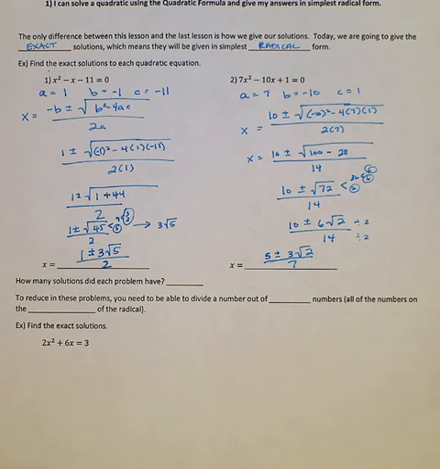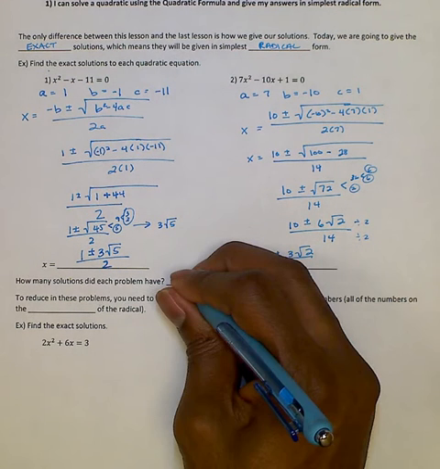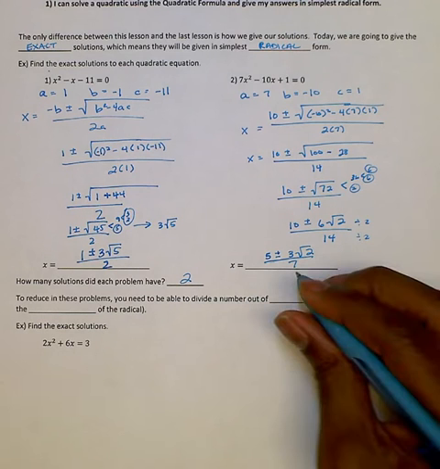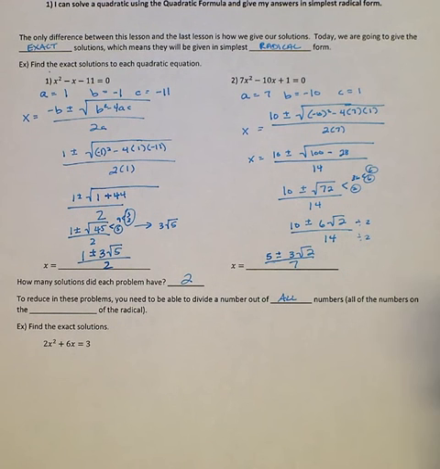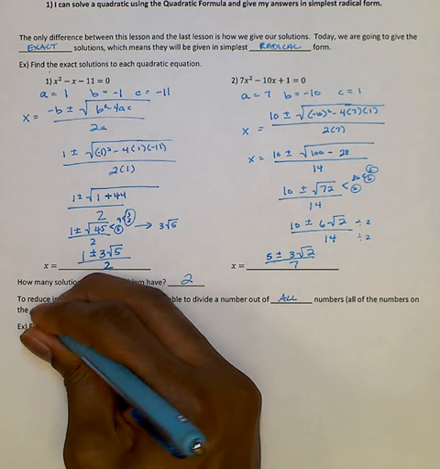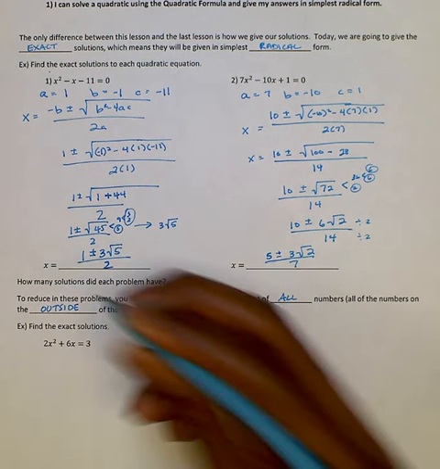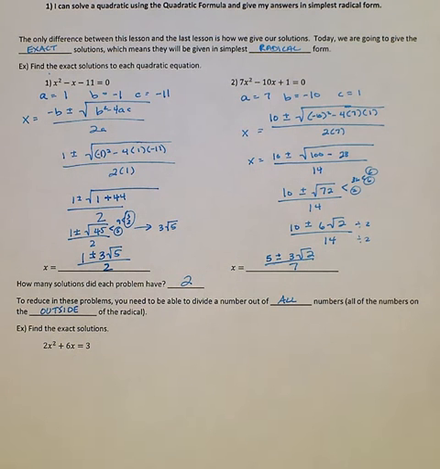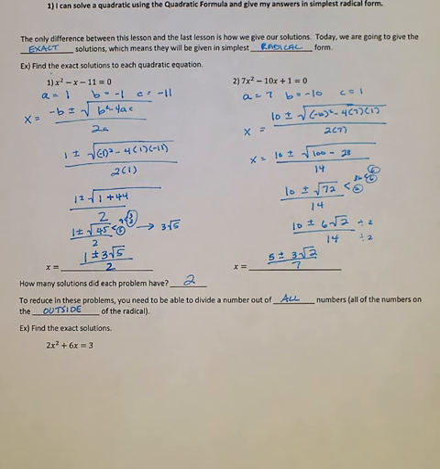Okay. Now notice for each problem we have 2 solutions. Okay, so the plus or minus shows us we can do 5 plus 3 radical 2 over 7 or 5 minus 3 radical 2 over 7. Those will give us 2 different numbers. To reduce in these problems, you need to be able to divide a number out of all numbers. Okay, all the numbers on the outside of the radical. Notice that's why we were able to do it for the second problem. When we divided by 2, we did not change this 2 inside the radical because our rule, remember, for radicals is outside by outside, inside by inside. So that goes with multiplication and division.